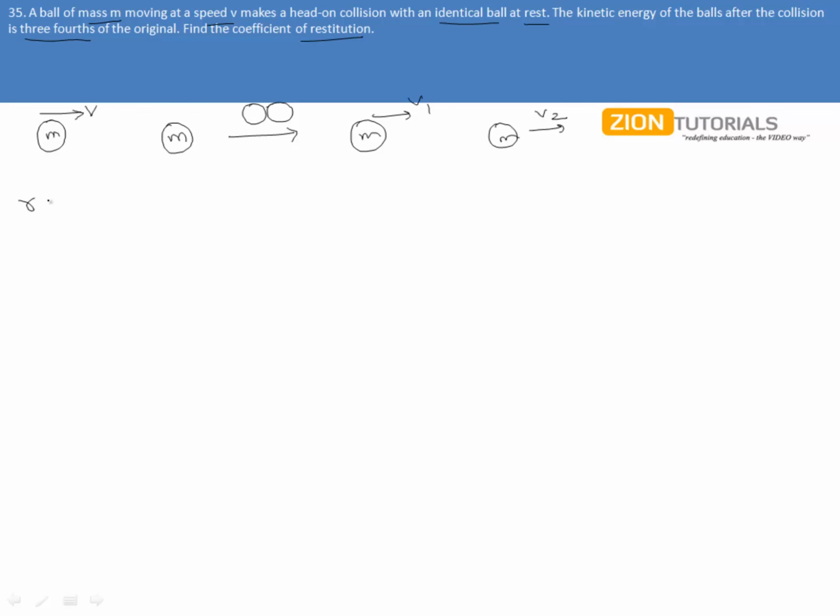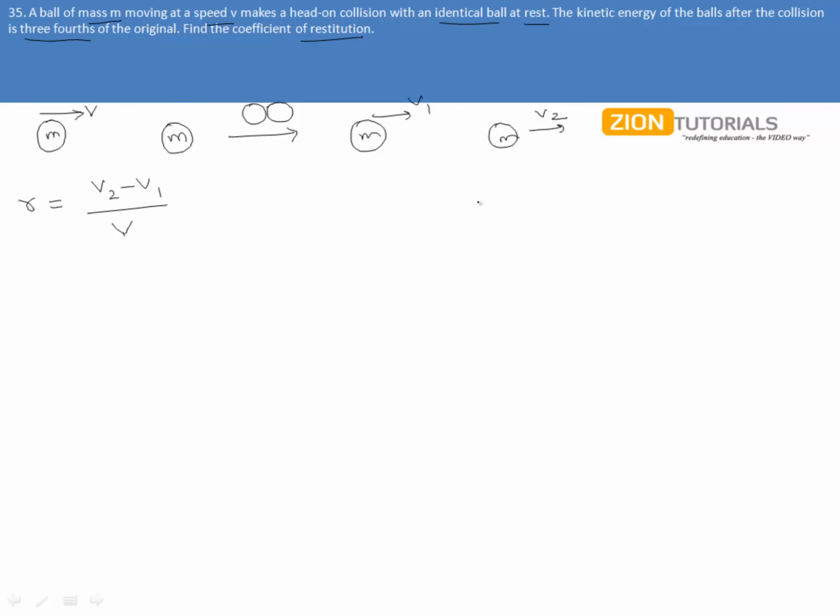Here we have been asked to calculate the coefficient of restitution, and we know that the coefficient of restitution is velocity of separation upon velocity of approach. Now velocity of separation is basically v2 minus v1, upon velocity of approach, which is v.